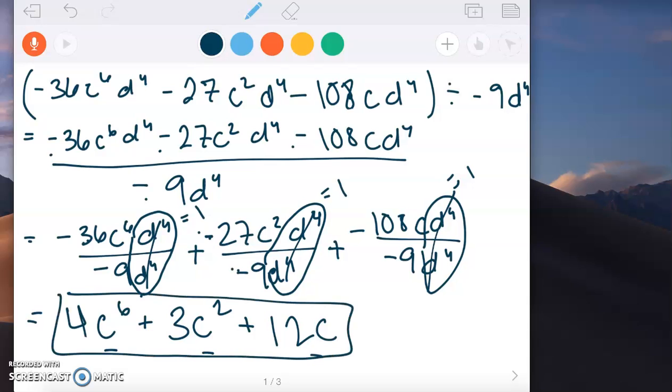All right, I hope that helps you guys. The main idea when you're dividing a polynomial by a monomial is that you need to switch it from the horizontal with the division bar to a fraction problem and then break it up into each of the terms. Okay? If you guys have any other questions, let me know.